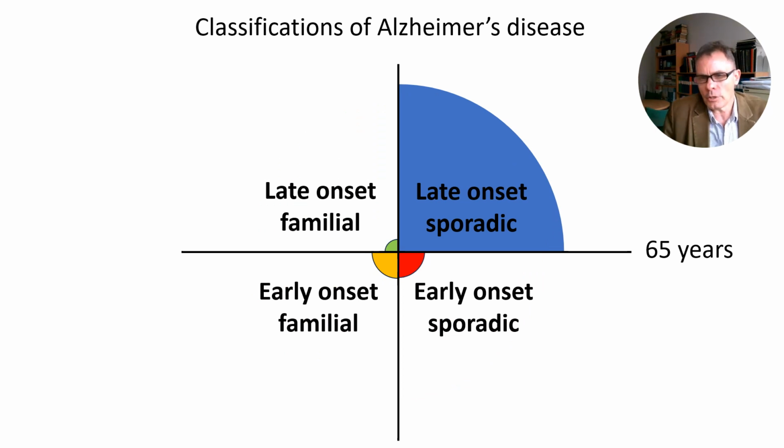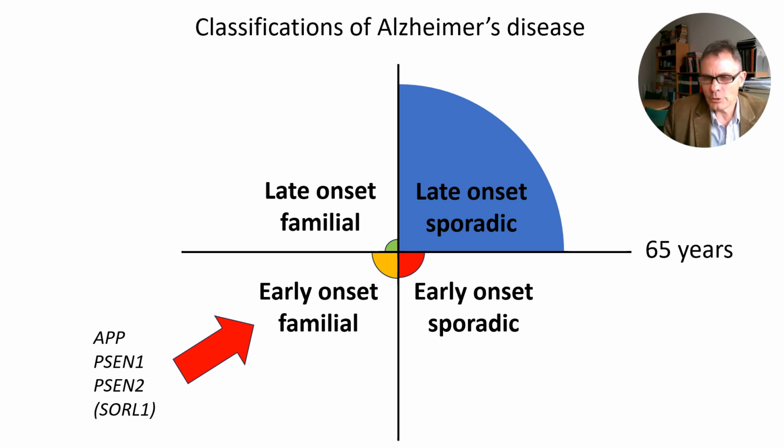So if you actually look at the proportions of those people developing Alzheimer's disease, how we would classify them into these different types, we would see that the great majority are actually late onset sporadic Alzheimer's disease, with a smaller amount of early onset sporadic and an approximately equal amount of early onset familial, and then a very small amount of late onset familial Alzheimer's disease.